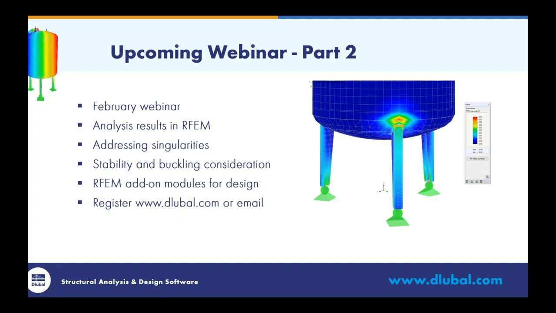But this essentially will show the analysis results in RFEM from all of our modeling and loading that we did today. I want to address singularities and how we can combat these. I want to discuss stability and buckling considerations, because that is a true concern for thin steel surfaces that maybe not all programs are able to take a look at. We will touch on the RFEM add-on modules for design as well.